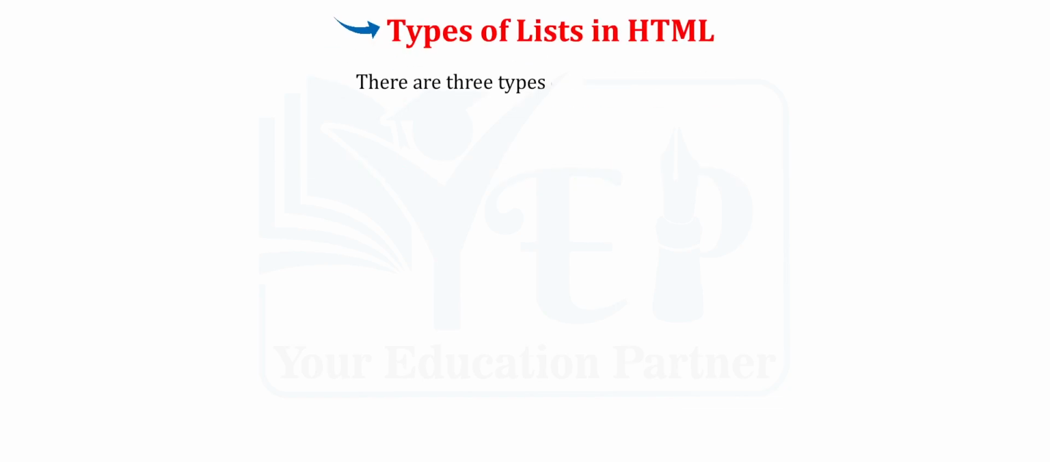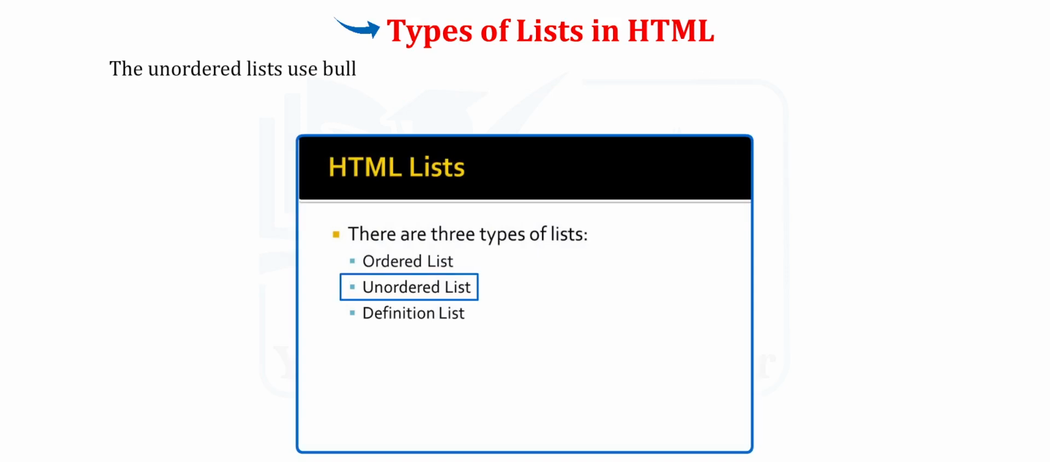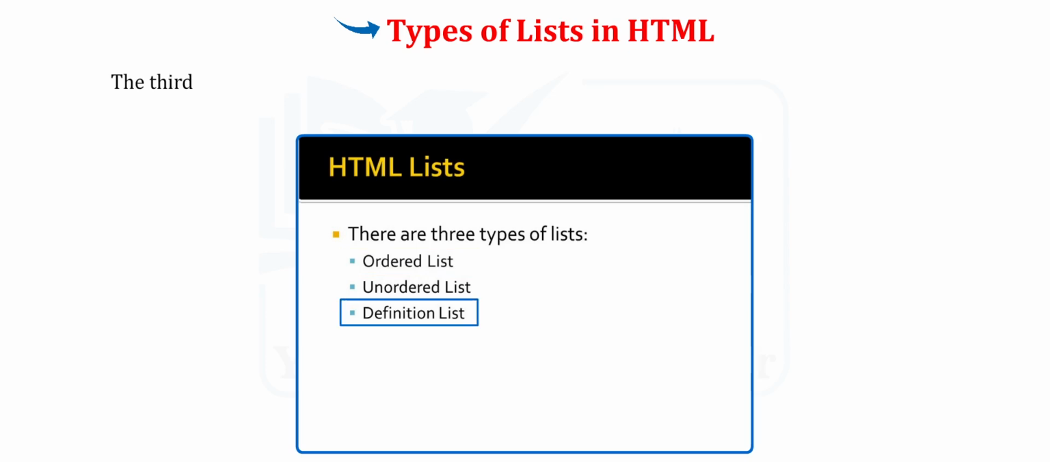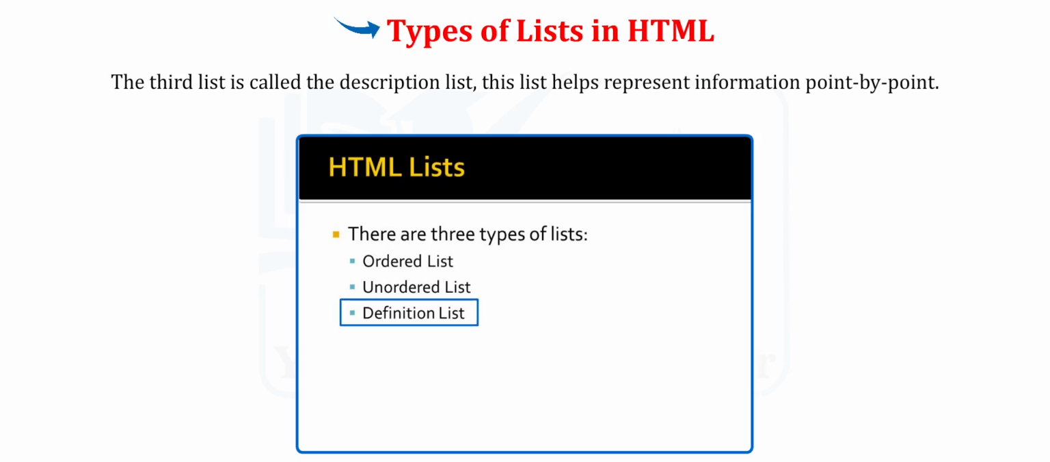There are 3 types of list in HTML. The unordered list uses bullet points, and the ordered list is the second type of list, in which all the items are marked using numbers and alphabets. The third list is called the description list. This list helps represent information point by point.